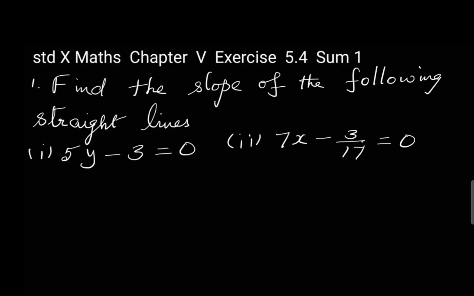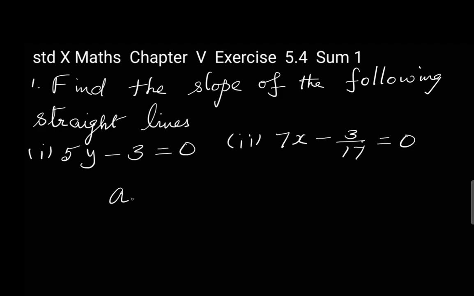See Standard 10th Maths, Chapter 5, Exercise 5.4. Sum number 1. First sum. Find the slope of the following straight lines. First line: 5y minus 3 equal to 0. Second one: 7x minus 3 by 17 equal to 0.